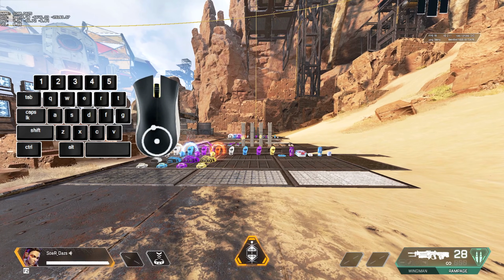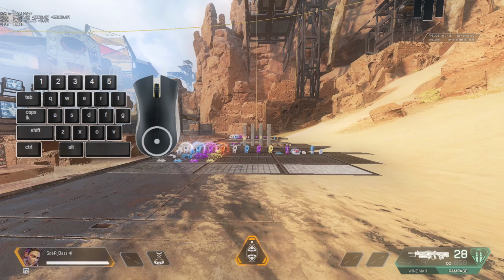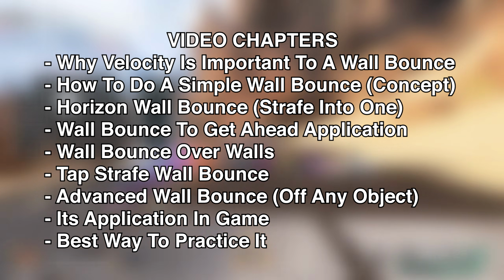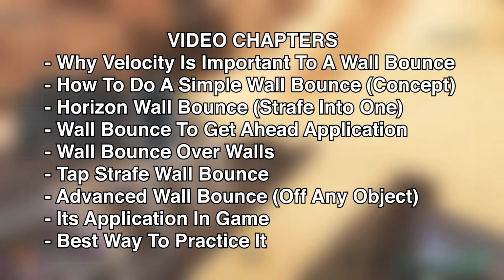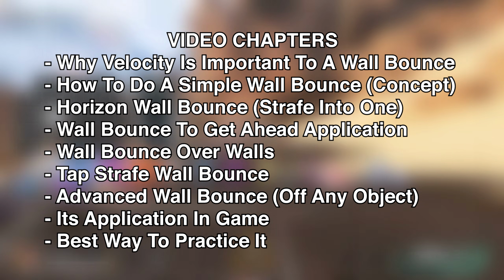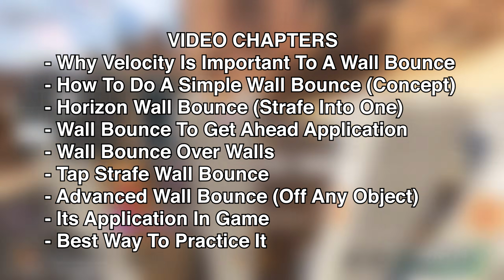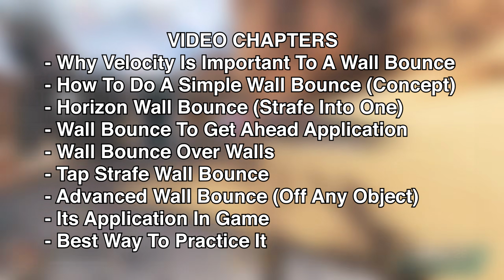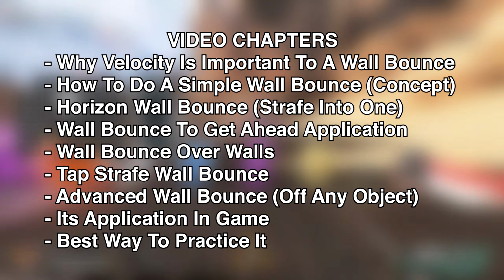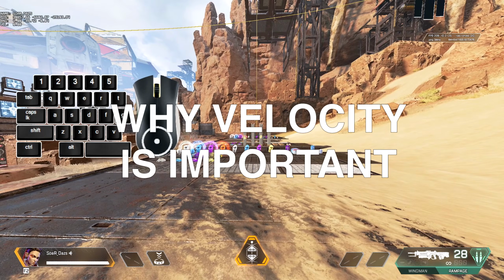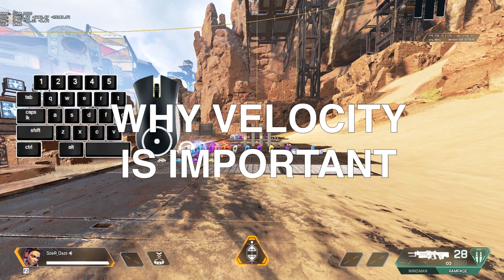Now, let us review what we're going to be covering in today's video. Objective 1 will be why velocity is important to wall bounce, how to do a simple wall bounce, the concept behind it, the horizontal wall bounce, strafing into one, meaning going off a wall, wall bounce to get ahead, its real world application, tap strafe wall bounce, advanced wall bounce off of any object, and of course we're going to discuss the best way to practice it, and finally handle wall bounces under pressure. Let's get into it.